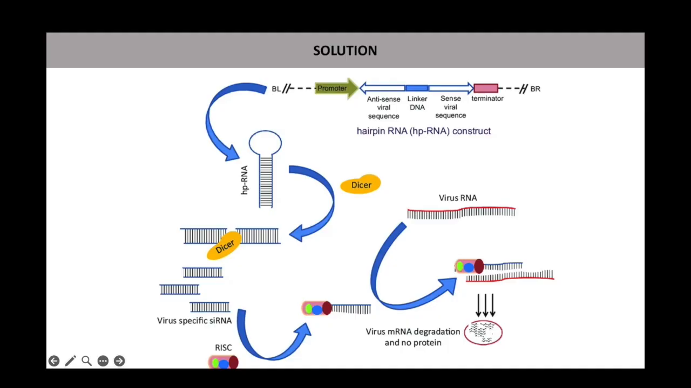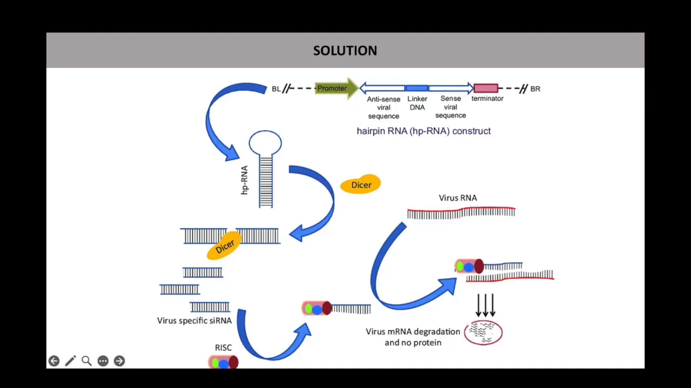Dicer will cleave the stem of this into small fragments called small interfering RNAs, and this siRNA, along with the RISC complex, will now be responsible for mRNA degradation, the RNAi process, or RNA interference silencing. And because now the viral mRNA is degraded, there will be no resulting protein. Okay, this is the concept of RNAi, or silencing through RNA interference.